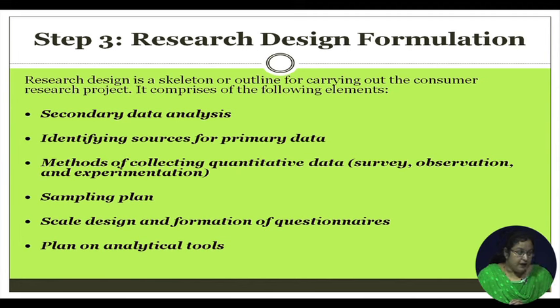Now, the sampling plan actually consists of four major elements. First is what type of sampling we are going to use. There are several types of sampling. Some probabilistic sampling techniques are there, some non-probabilistic sampling techniques are there. Now, probabilistic sampling techniques are like random sampling. You can select anybody from the population.